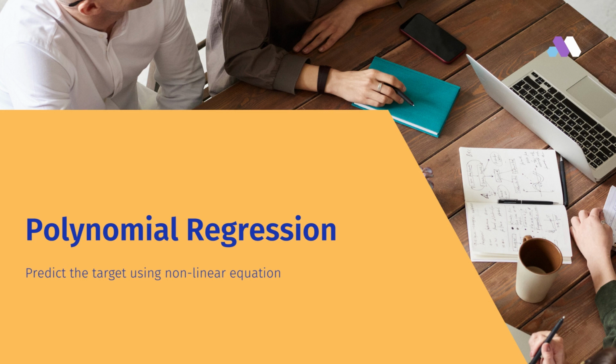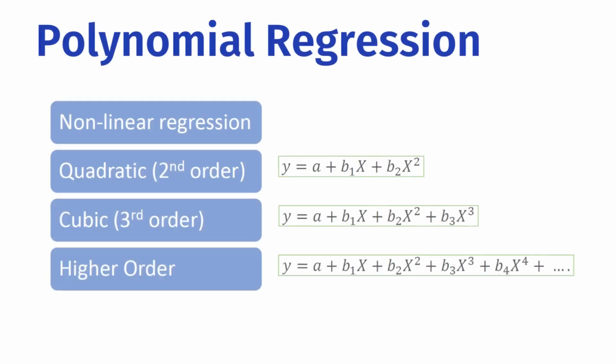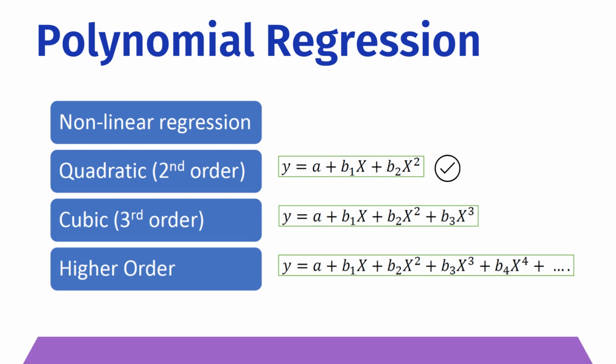In polynomial regression, instead of using a straight line to fit the training data, this method uses a curve to fit the training data points. So the target value is predicted using a nonlinear equation. If we want to fit a parabola to the data instead of a straight line, we can combine the features in a second order polynomial equation, given as y equals a plus b1 x plus b2 x squared. Likewise, we can model using higher orders, and the number of parameters to be estimated will increase as the order increases.